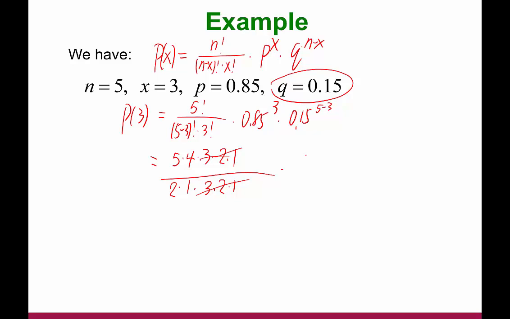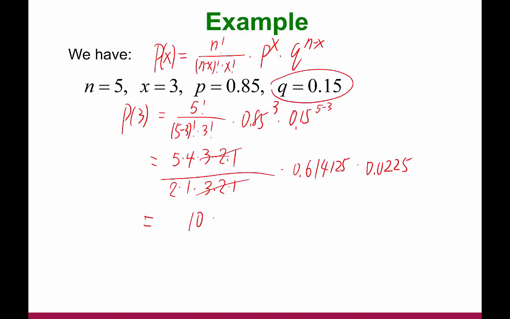And let's see what is 0.85 to the third power. That's 0.614125. 0.15 to the second power is 0.0225. Okay, so now we proceed. It will be 10 times 0.614125 times 0.0225. And the result should be C.